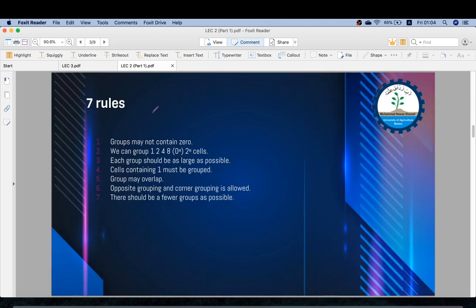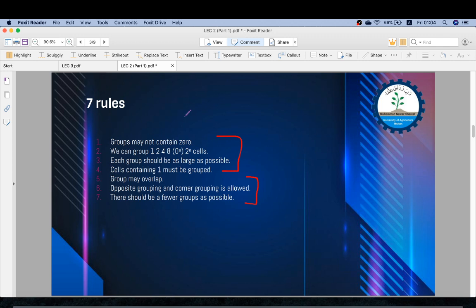So there are 7 rules. In today's lecture, in part 1, we'll study till rule 4, and the remaining rules 5, 6 and 7 we will study in part 2. So the rules are: groups may not contain 0. Why should a group not contain 0?